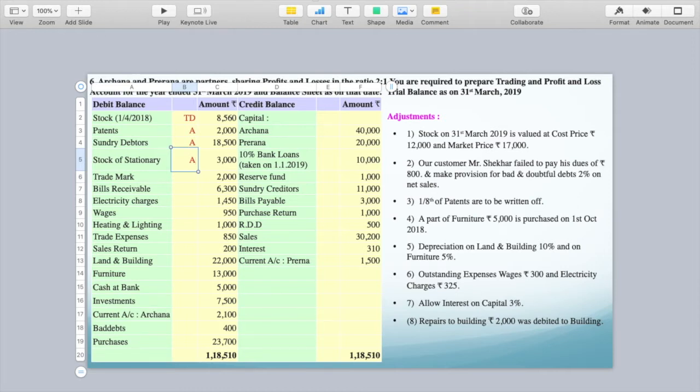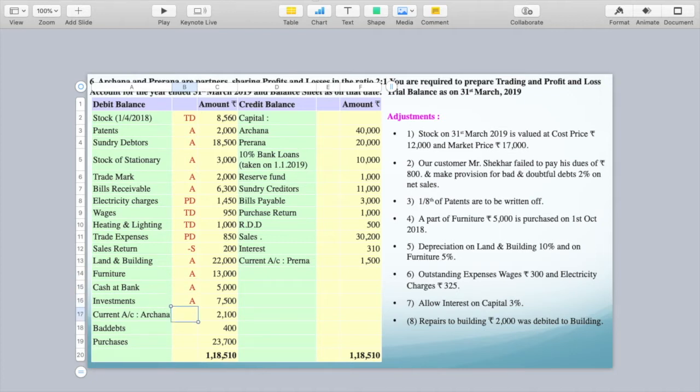Okay, then trademark assets, intangible asset, bills receivable asset, electricity charges, profit and loss account debit side, wages, trading account debit side, heating and lighting, trading account debit side, because it is a manufacturing expense, trade expense, profit and loss account debit side. Sales return less from sales, so put one tick mark on sales. Then land and building assets, furniture asset, cash at bank asset, investment asset.